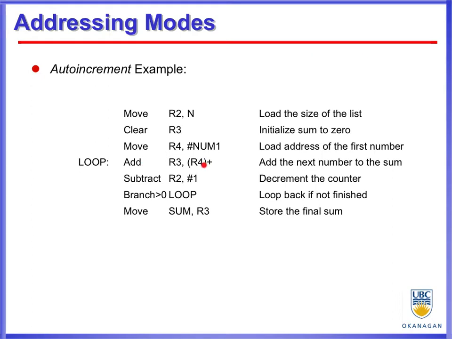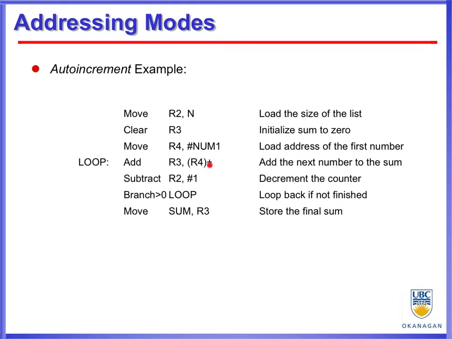Now we're going to add, and here we're going to use the auto increment mode. We're going to add the number that is stored at the address which is in R4. R4 has this address in it. So the number that is stored at memory address NUM1 is going to be added to what's in R3, and the result is put in R3.